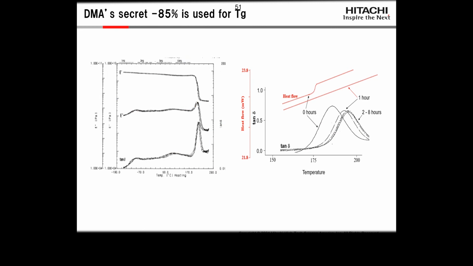DMA's dirty secret: 85% of it is used only for the Tg. It is estimated to be 100 times more sensitive to the presence of the glass transition than DSC is. And if we look here, we can see a drop indicating the glass transition at the top, the peak in the tan delta, which is another indication, the peak in the tan delta down here, which is another indication, and then a peak in the loss modulus. And all three of these have been used in various industries as indicators of the glass transition.